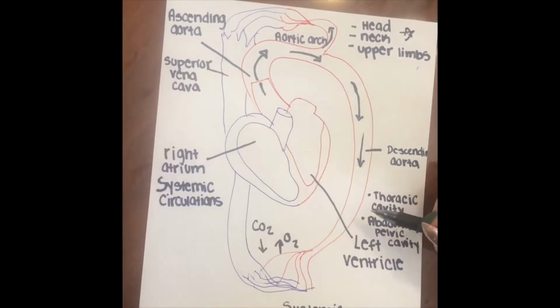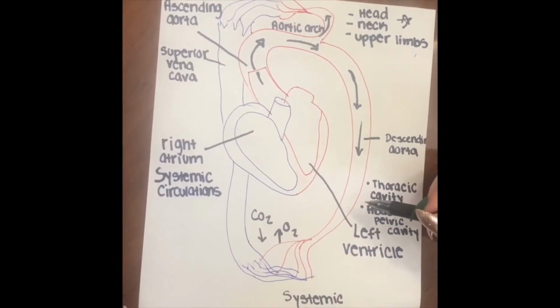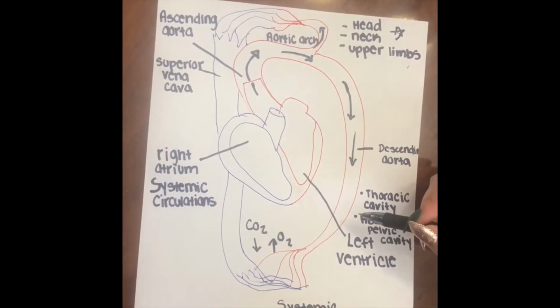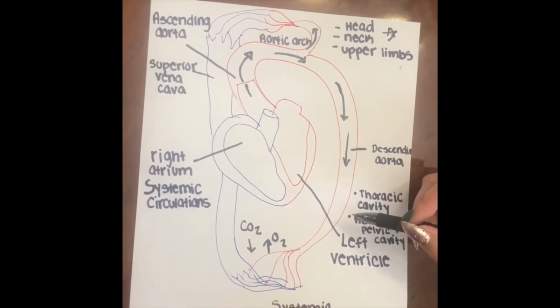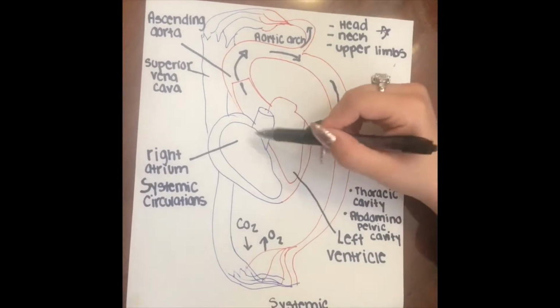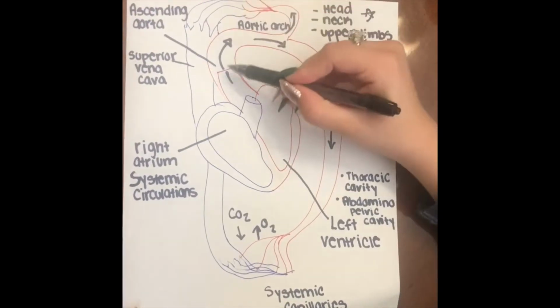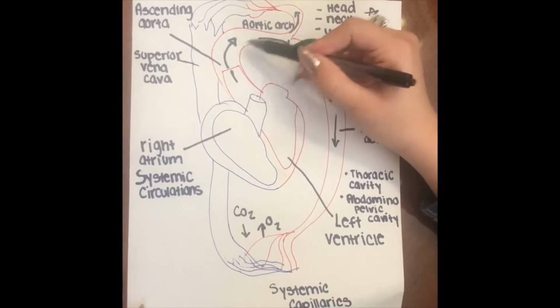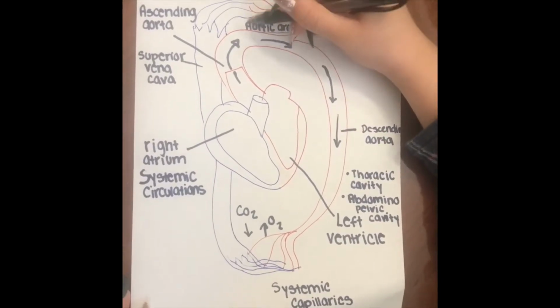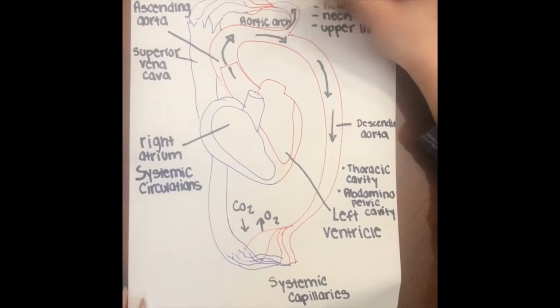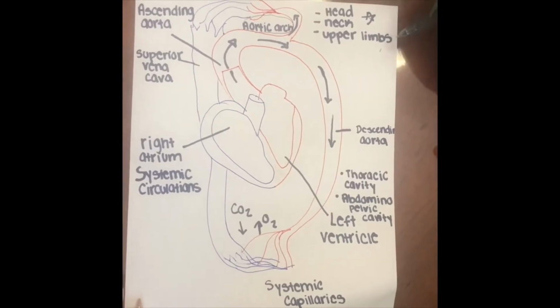Okay, so I'm going to be reviewing both parts of the cardiovascular system, the systemic and pulmonary parts. So first what happens is oxygen-rich blood is pumped from the left ventricle into the ascending aorta. The aorta then makes an inverted U-turn to form the aortic arch, which gives rise to branches that supply the head, neck, and upper limbs.